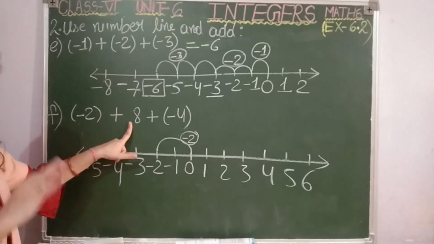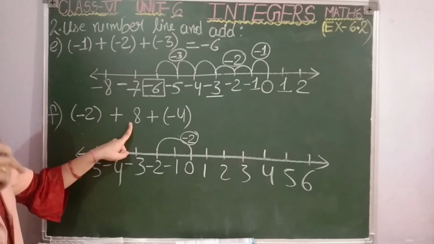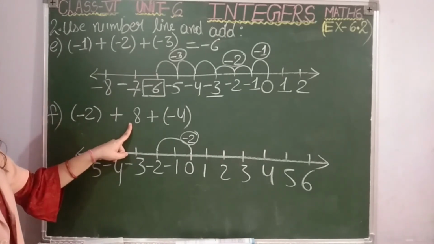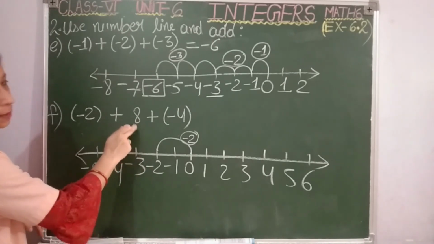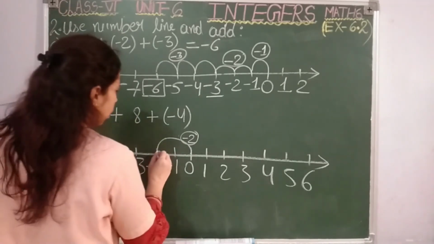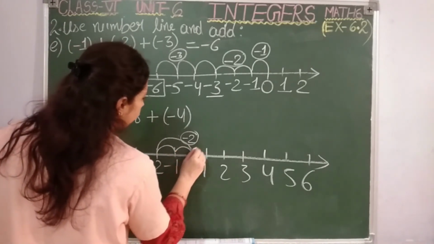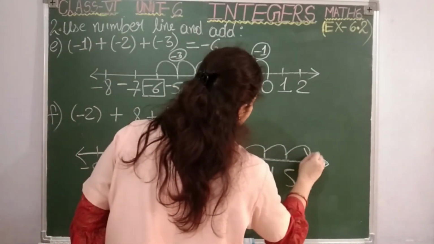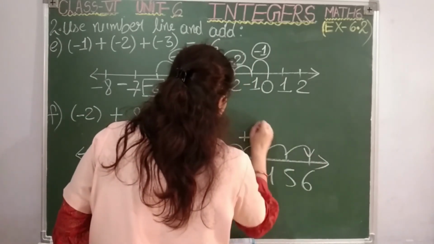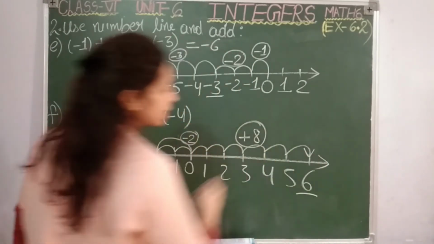Then plus 8 is given. Very nice. Plus 8 means no negative number. It is given plus 8. For plus you have to move to the right side. So students, from minus 2 I'll take 8 steps to the right as it is given here. So 1, 2, 3, 4, 5, 6, 7, 8. So after taking 8 steps to the right, I reached at 6.